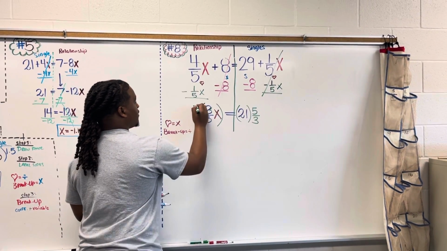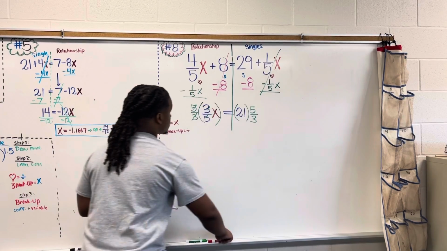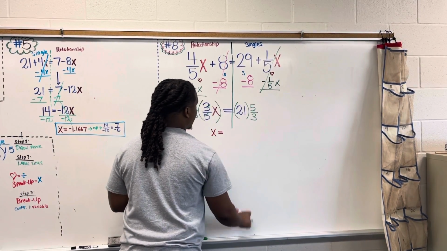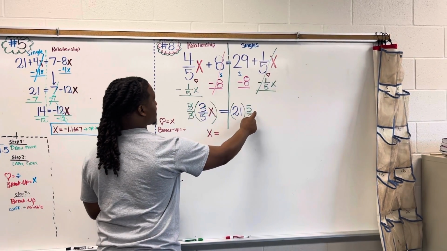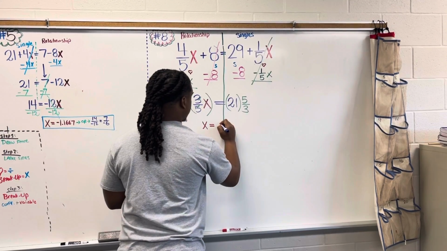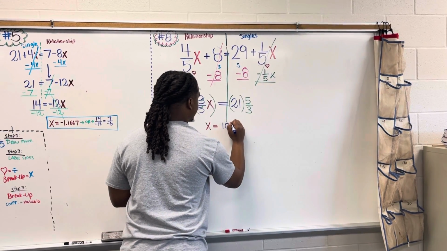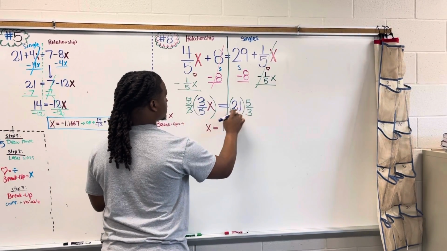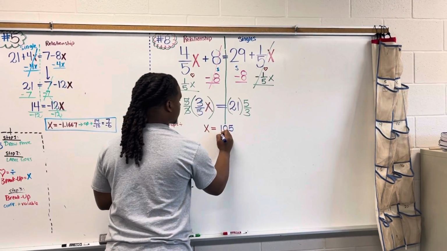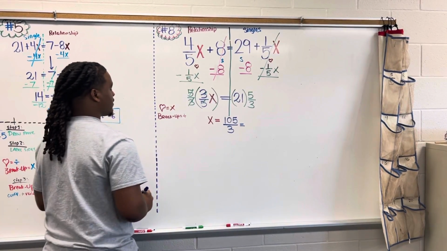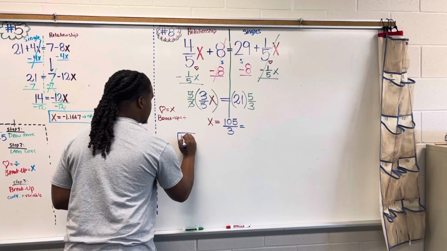We're gonna do that on both sides. 3 and 3, 5 and 5 all cancel out. So now we just have X. Now we have 21 times 5, which is 105. I believe that's 105. Let me make sure. That's 105 over 3. Of course, we can divide that. Let's see what we get.